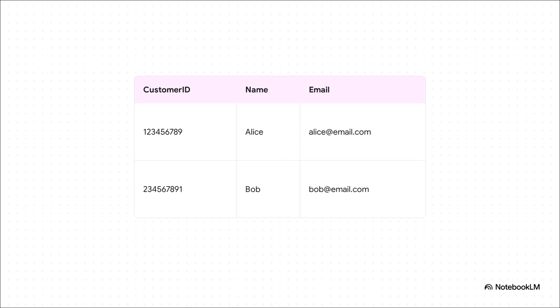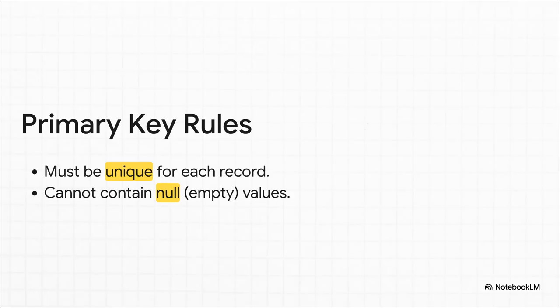No confusion. So remember these two strict, non-negotiable rules for a primary key. First, every single value in that column has to be absolutely unique. Second, you can never ever leave it blank or null. Every record needs its own ID, period.